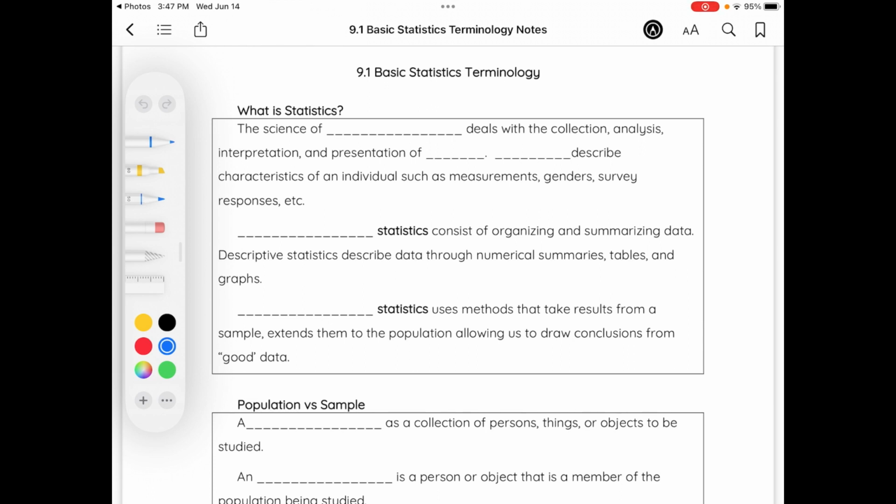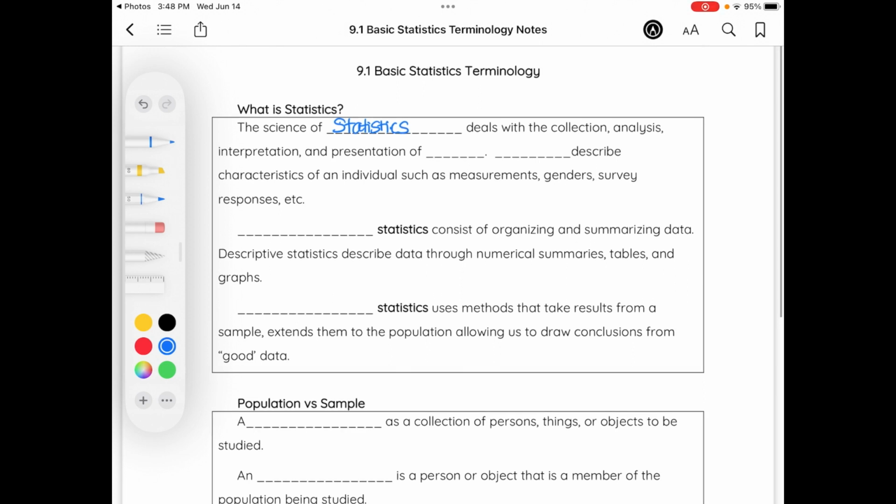The science of statistics deals with the collection, analysis, interpretation, and presentation of data. Data describe characteristics of an individual, such as measurements, genders, survey responses, etc. There are two different types of statistics. We're going to cover descriptive statistics, which consists of organizing and summarizing data. Descriptive statistics describe data through numerical summaries, tables, and graphs.